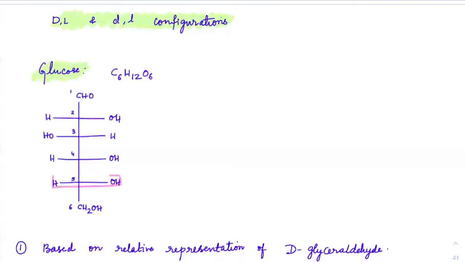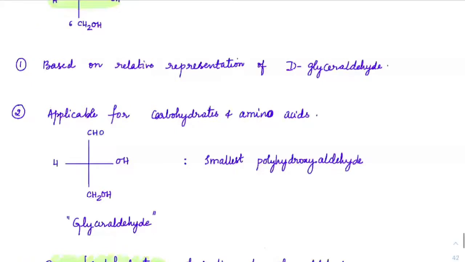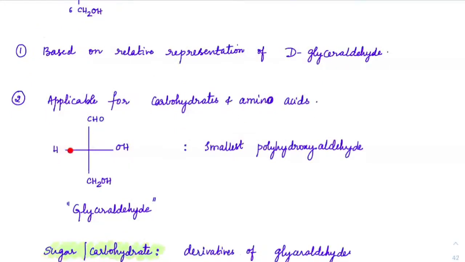If you see on this fifth carbon, here OH is on the right hand side, and that is a very important part for us now, where OH is on the right hand side, right? This OH being on the right hand side is taken as a reference from D-glyceraldehyde. Now what is this D-glyceraldehyde? Check out, this is the structure of glyceraldehyde, where you have carbon, one CHO up, OH, CH2OH and H.